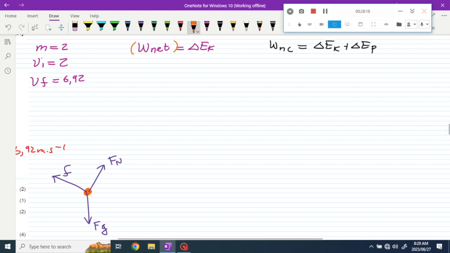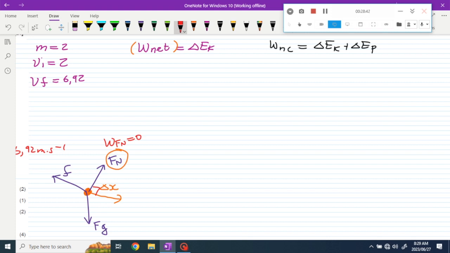So since it's moving down the incline, in your rough work, you're going to go and fill in that the displacement is there. Already we know that one of these forces is not going to do work. Which force is it? The normal force. You see, the normal force is perpendicular to the displacement. So we know the work done by the normal force is equal to 0.